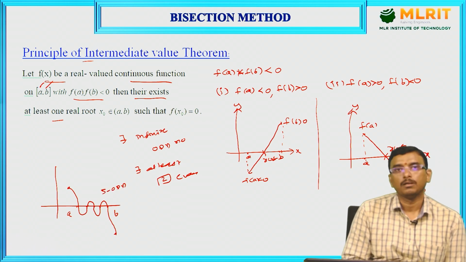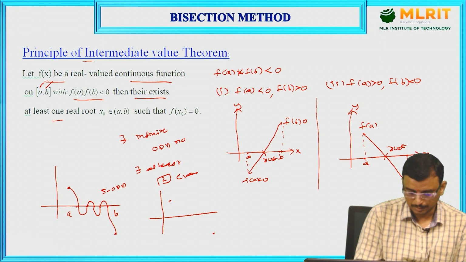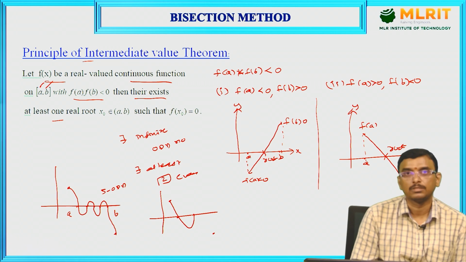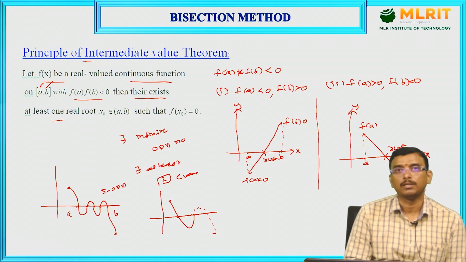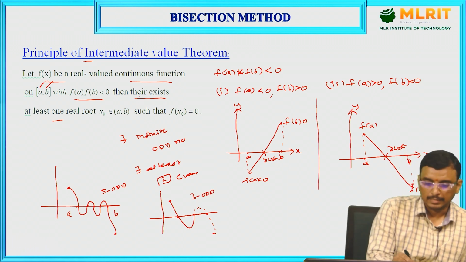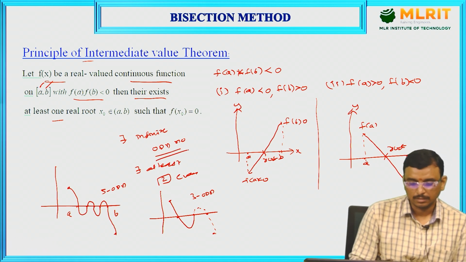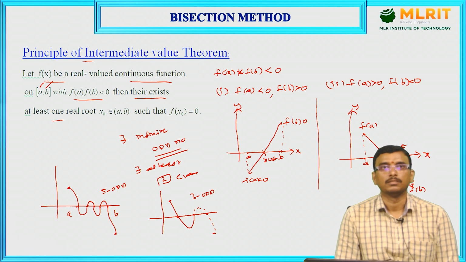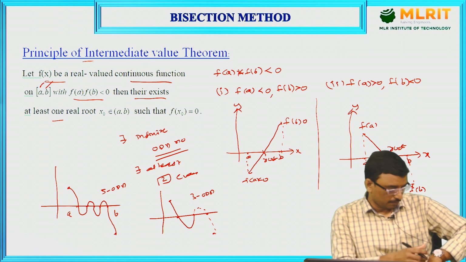So, is it possible to have an even number? We can check. This is the positive side and this is the negative side. I am starting here, and suppose I stop here. How many roots? 2 roots, but the graph must reach here, so this is not possible. So, how many roots? 3 roots. 3 is odd. So, that means there exists at least one real root, or an odd number of roots, such that f of x naught is equal to 0. This is the principle of the intermediate value theorem. The bisection method depends on the principle of the intermediate value theorem.